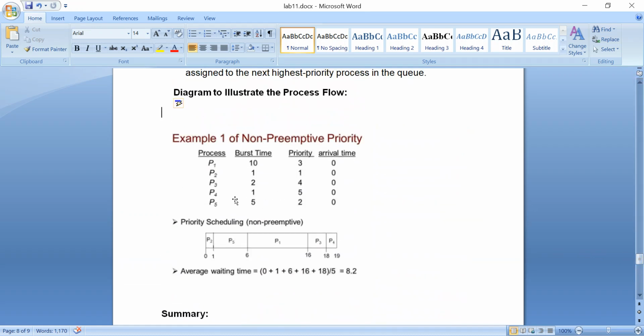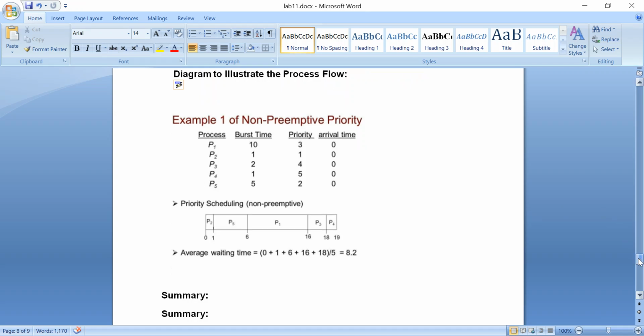So irrespective of priority, we cannot interrupt the process. Like we have process 5 which takes 5 seconds. Certainly, if a higher priority process comes, we cannot interrupt process 5. It will complete process 5, and then it will move to the next process with the higher priority. So this is how non-preemptive priority scheduling works.